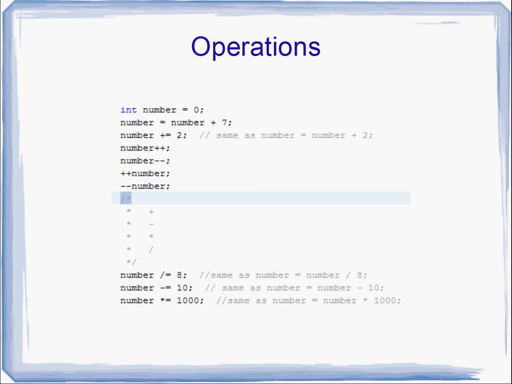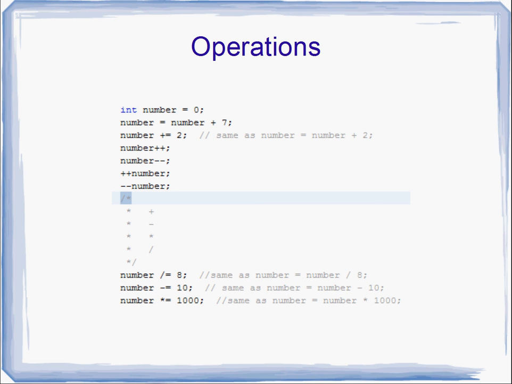Now there's a different way we can do this that's more efficient and takes up less space. Number plus equals 2 is the same as writing number equals number plus 2. Very useful. We also have number plus plus. What that is used for is to increase it by 1, and that does it after that line of code. If you were to do it before, then it would do it before.